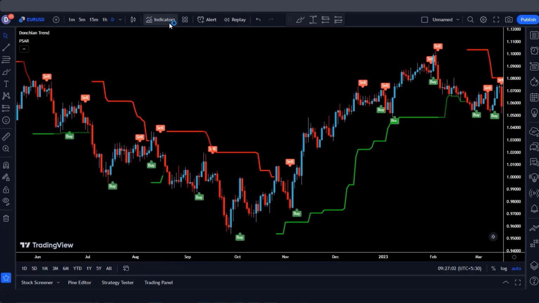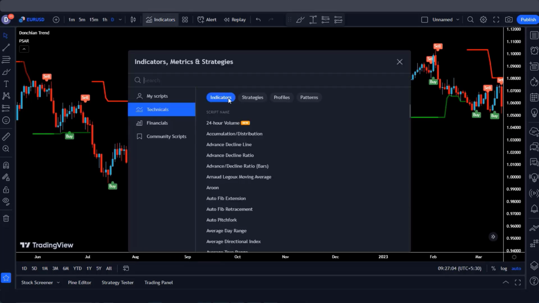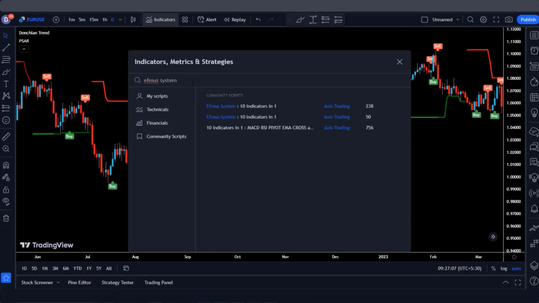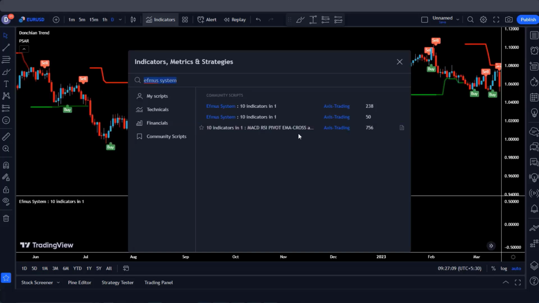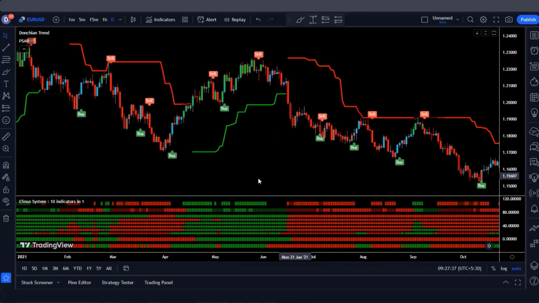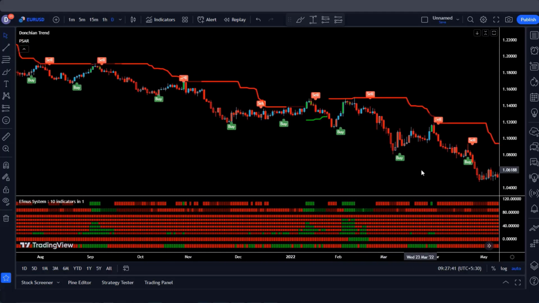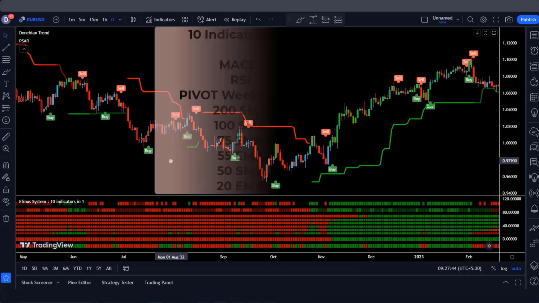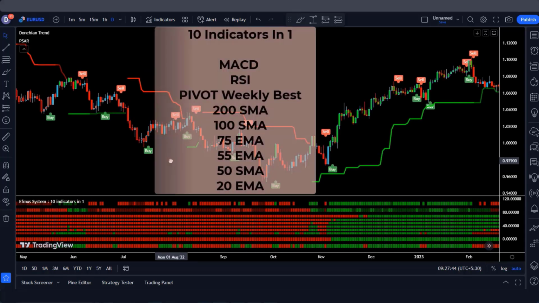To add the second indicator, click here and type in IFMA system. Select this one by Axis Trading. Now, the IFMA system combines these 10 different indicators and uses that data to identify bullish and bearish trends in the market. When each of these 10 lines on the IFMA system is colored bright green, that would mean that all these 10 indicators are aligned to a bullish trend.